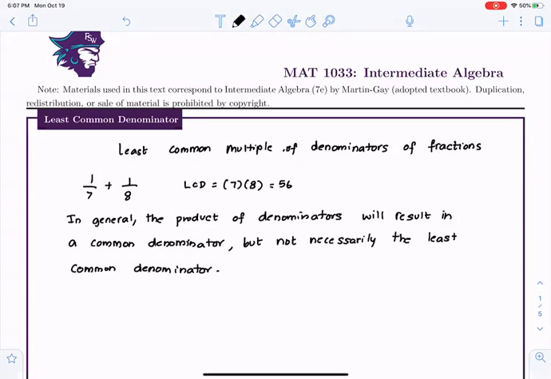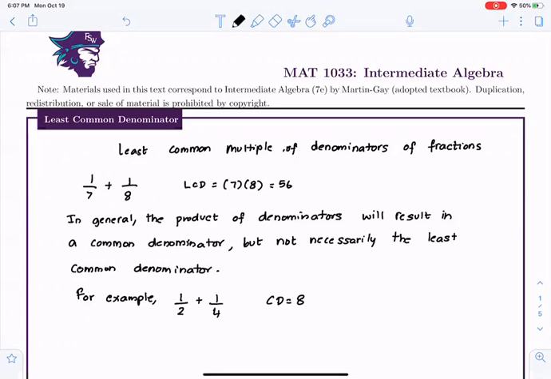For example, suppose we had 1/2 and we have to add it to 1/4. Now you can immediately say, oh, I'll just take the two denominators, I'll multiply, and the common denominator would be 8. But is it the least common denominator? Well, the least common denominator in this case is not 8, rather it is 4.